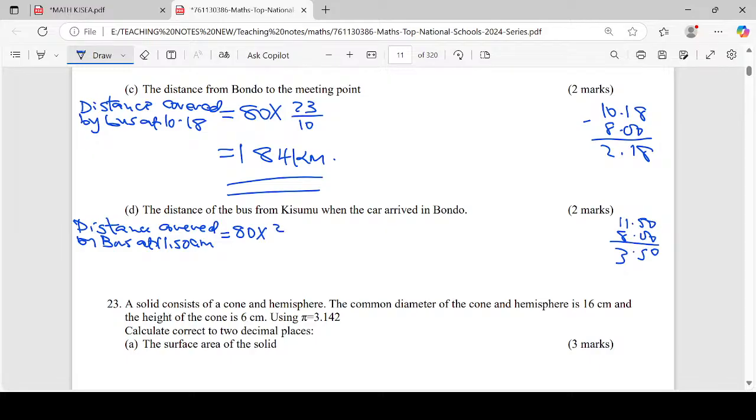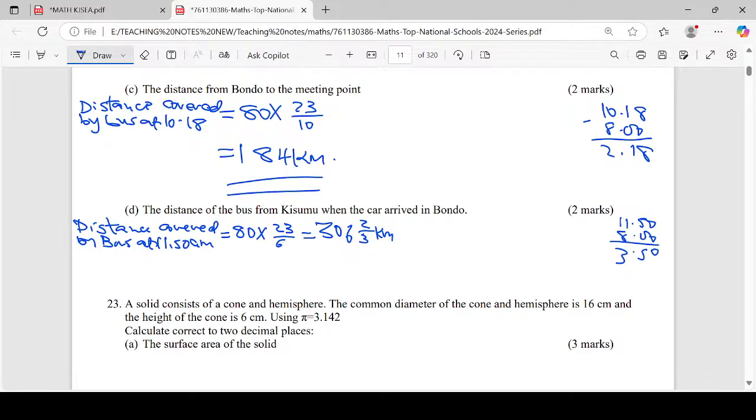80 times 23/6 gives you the distance as 306 and 2/3 kilometers. So that is the distance that the bus had covered at that time.